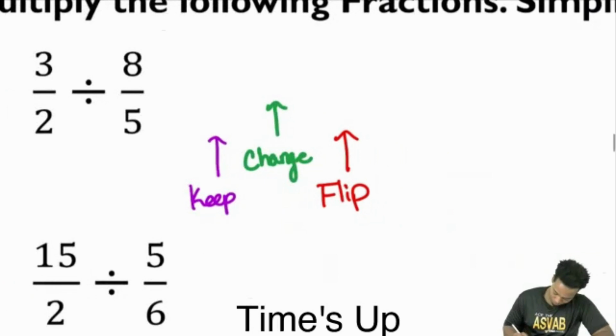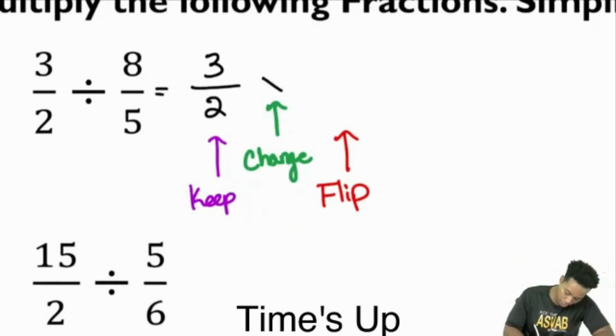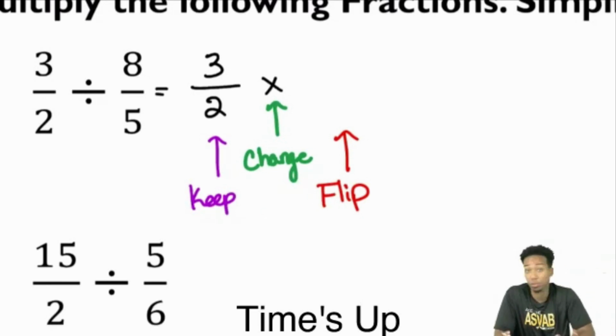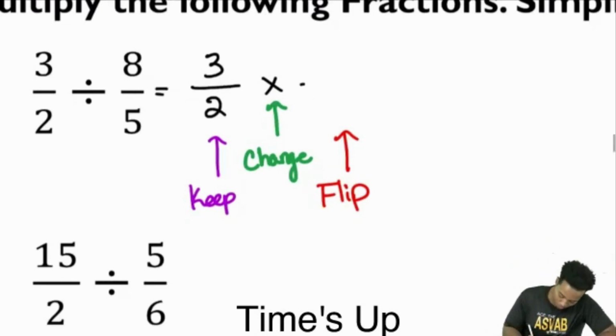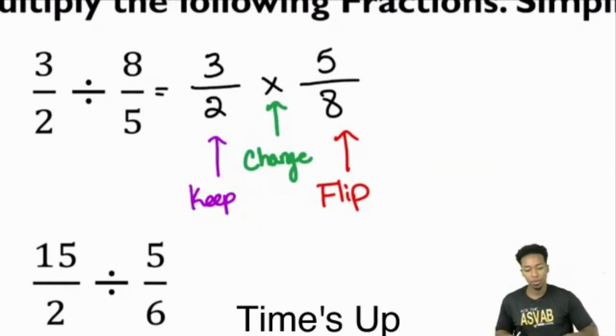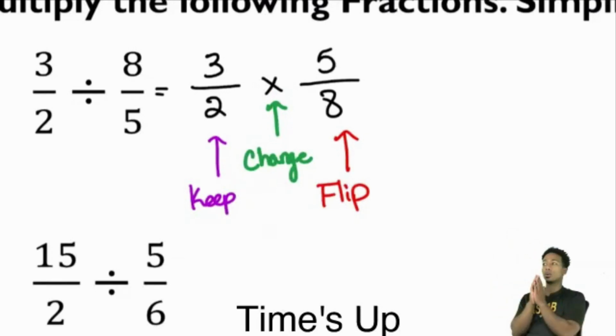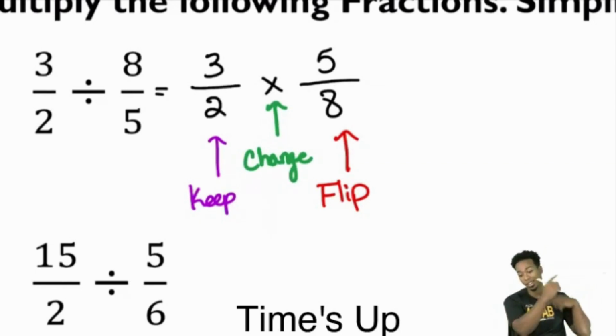All right, cool. So what we have here is keep the first fraction the same. Change the operation from division to multiplication. Again, they're opposites. And then flip the second fraction and you're all set. So that 8/5 becomes 5/8. Are we good on that part? Keep, change, flip. Again, only when dividing fractions: keep the first fraction, change from division to multiplication, and then flip the second fraction.